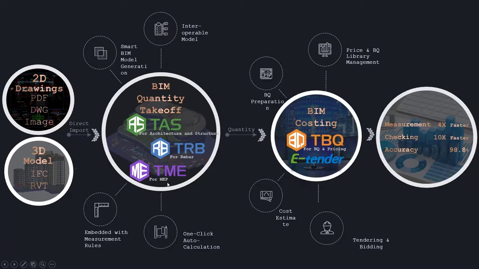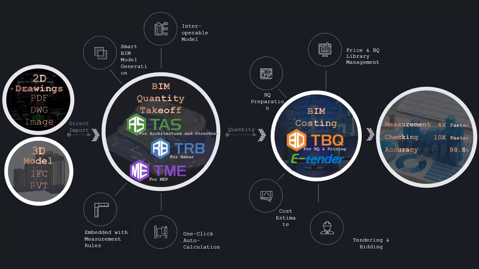So TME is for MEP works, and then TRB is for Rebar, and TAS is for architecture and structural elements. All right, so it integrates in a common platform. It has got different rules of measurement, as I mentioned before. By one click, you can do the calculations after you generate the model.